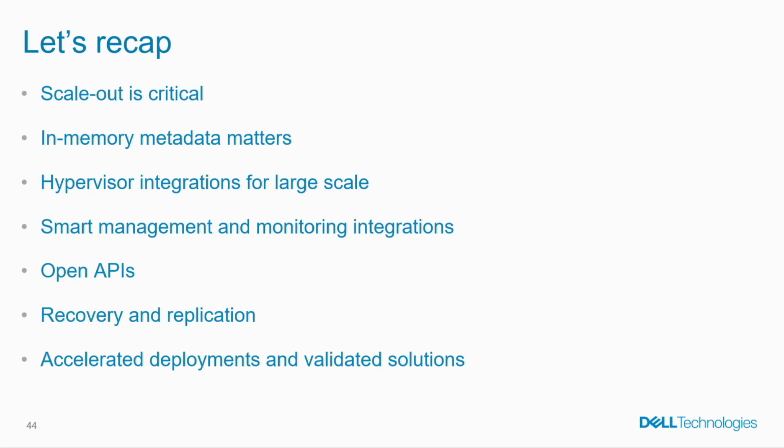So with that, let's do a recap. Scale out is critical, of course, when you have a lot of virtual machines. In-memory metadata matters for VAAI primitives. Hypervisor integration for large-scale environments, smart management and monitoring integration for your environment, both the vSphere and the storage environment. Open APIs, really critical to automate your infrastructure, recovery and replication in order to recover your data, and accelerated deployments and validated solutions that integrate with your existing infrastructure and applications.